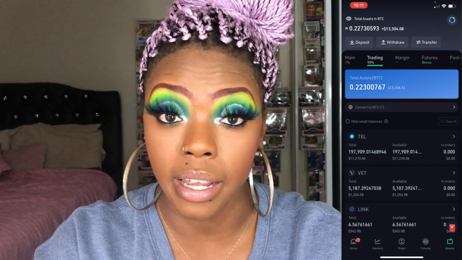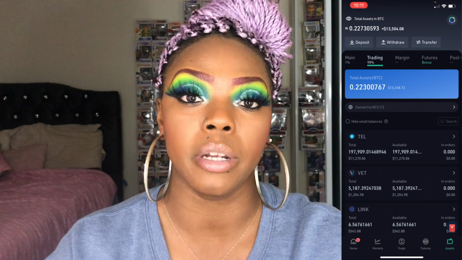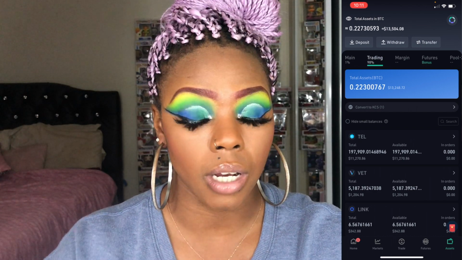Okay, now for me, I already have USDT in my wallet, so that's what I'm going to be using to trade for my Telcoin.